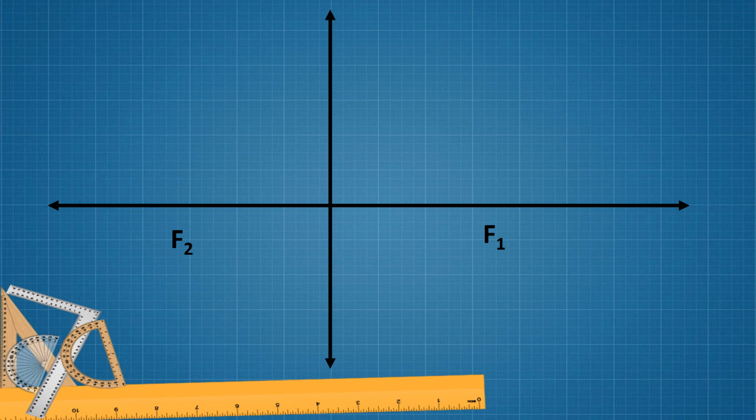The first thing that we can do is to plot the center. The center is located at the origin. And this is the center. So the center is at 0, 0. Next, we can locate the vertices.